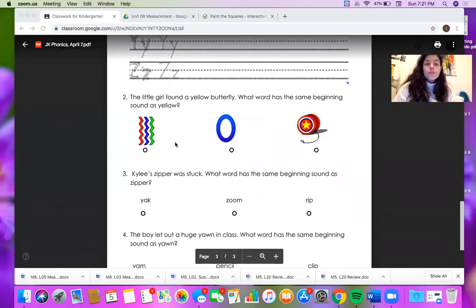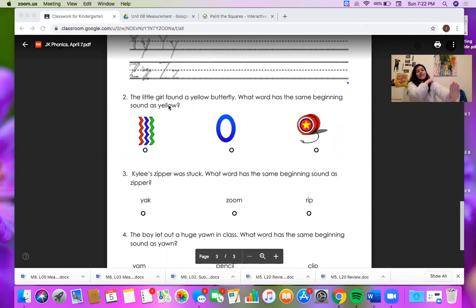Number 2, the little girl found a yellow butterfly. What word has the same beginning sound as yellow? So, how do we find our beginning sounds again, girl? Yes, it's the first sound that comes out of our mouth. And if we need to use our physical helpers, we can put up our arm, ding, and our fingers, ding. And when we say the word, the first sound we hear when we're touching our shoulders is going to be the beginning sound. So the word is yellow.